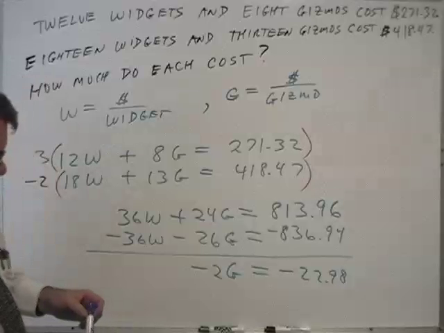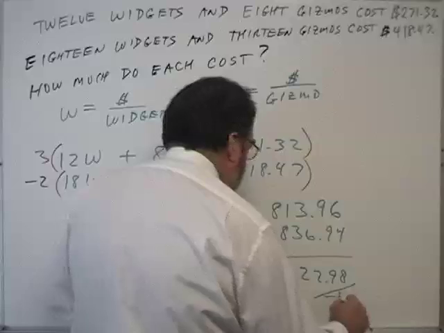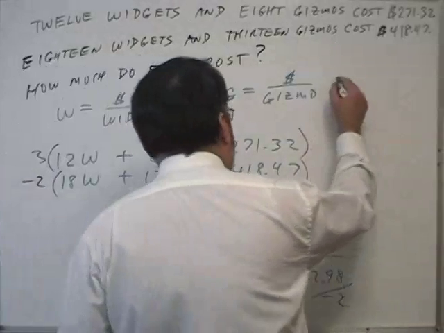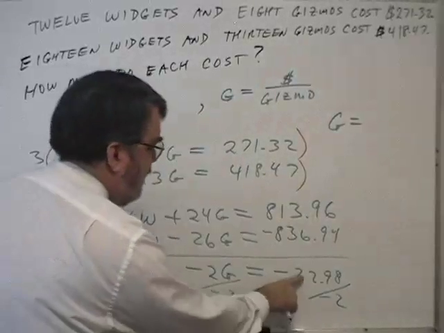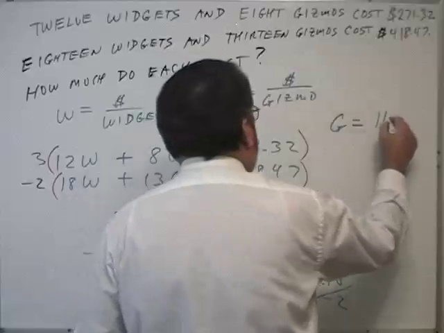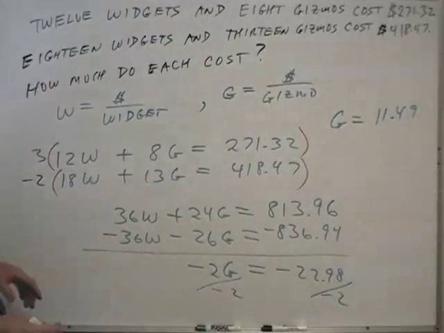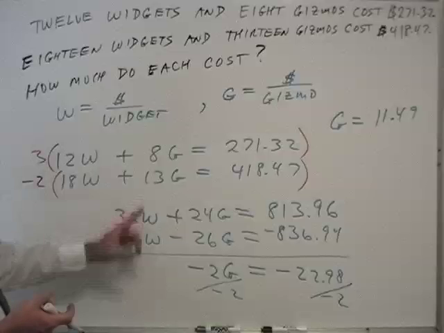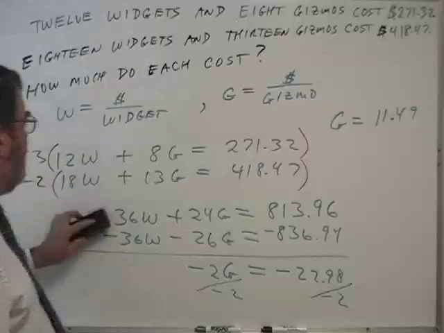All right, so if I divide both sides by negative 2, then g is, the negatives will cancel, 11.49. All right, so gizmos sell for $11.49 each. Then we have to plug it back in. So let's make a little room here.